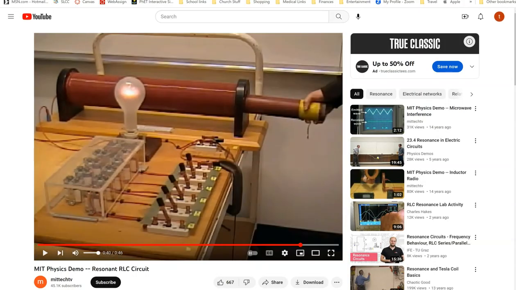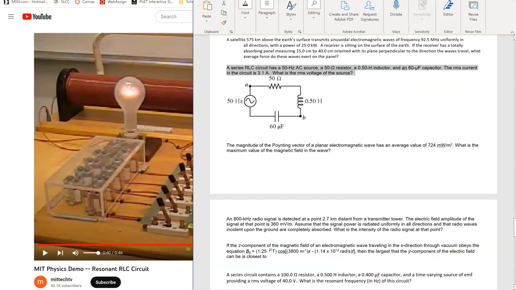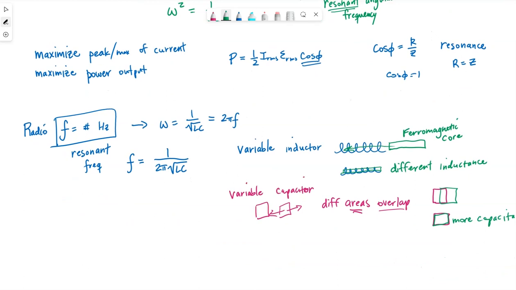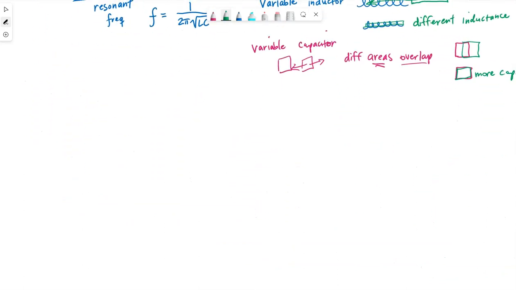So resonance, that's what we're talking about. Brightest light bulb, because we have the biggest amount of peak current, which means the biggest RMS current, which means the brightest, the biggest power for that resistor. So resonance is just making Z as small as possible such that the current is as big as possible.